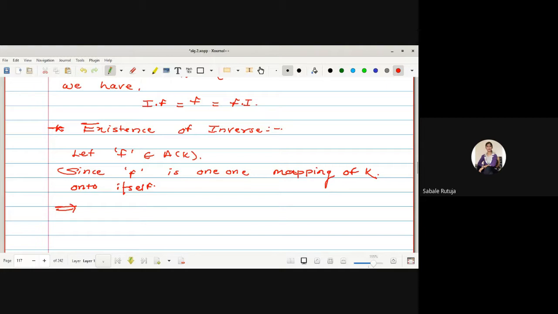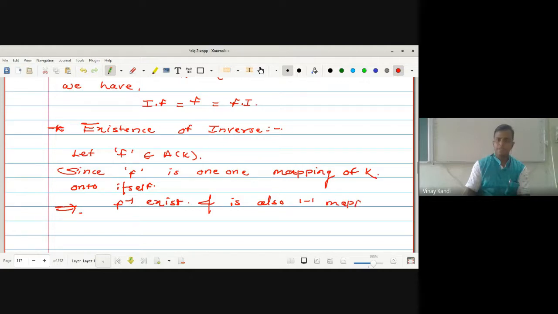So this implies what? एखादा function 1, 1 आणि onto आहे, याचा अर्थ F चा inverse exists. का हो? असं का होईल? जर 1, 1 onto नसेल तर काय होईल? एकच मिनिट पाहूया. F inverse exists and it's also a 1, 1 mapping of K onto itself. F इनवर्स पण काय येईल? 1, 1 असेल आणि तो K onto K itself असेल.